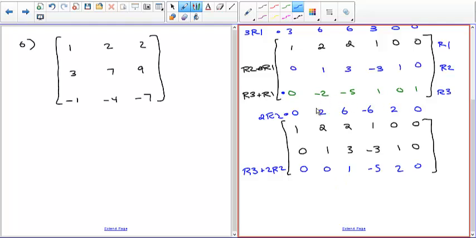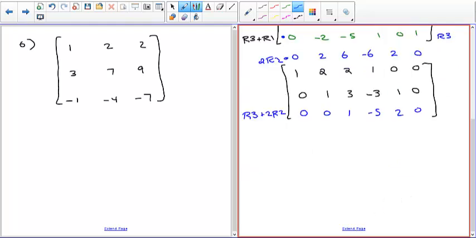Now, not only did getting a 0 here work, but we also got a 1 there. So that would have been the next step. If this had been something other than 1, we would have divided that entire row by that number. They're just being nice to you here for this problem that I copied out of the book.